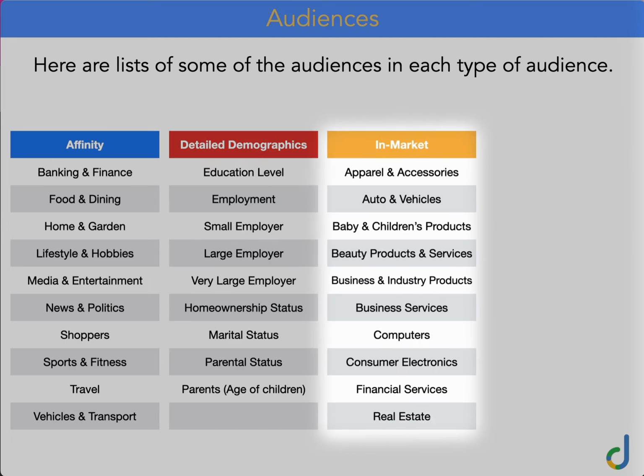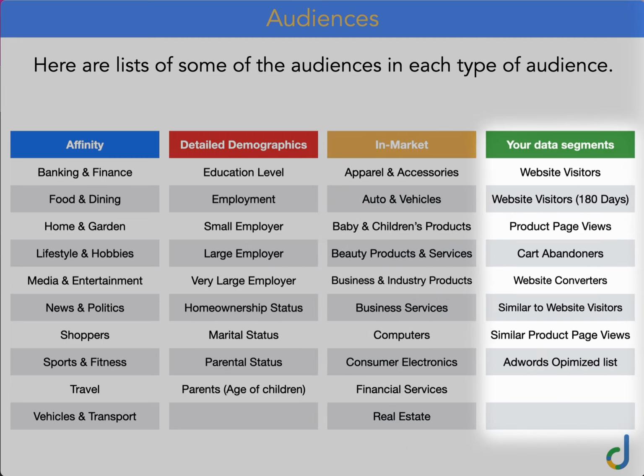And then the in-market, this is really looking at what are they looking at buying? Now, the difference between the affinity and in-market is it's really looking at what are they interested in right now that they're actually buying. So you may see some things across here. You can see affinity where they're a shopper and may go, look, these people shop a lot. But the in-market really breaks it down to what are they looking at buying right now, whether it be apparel and accessories or babies and children's products.